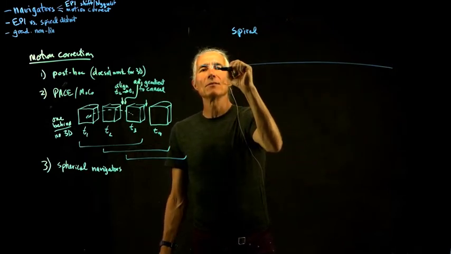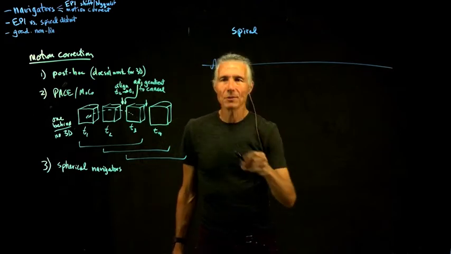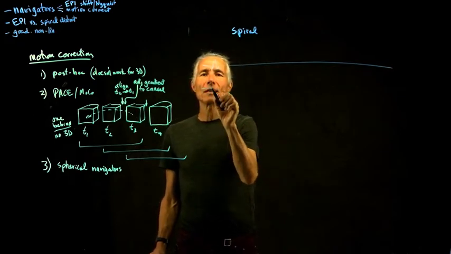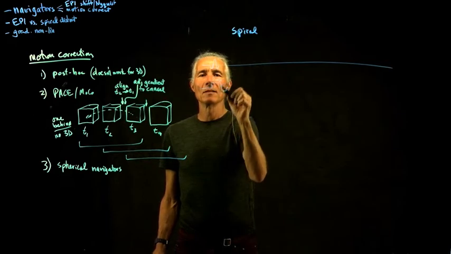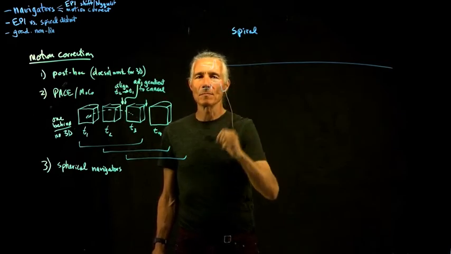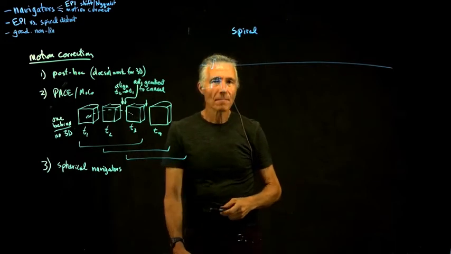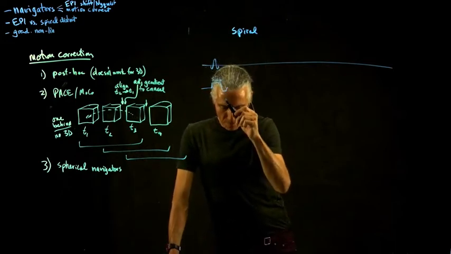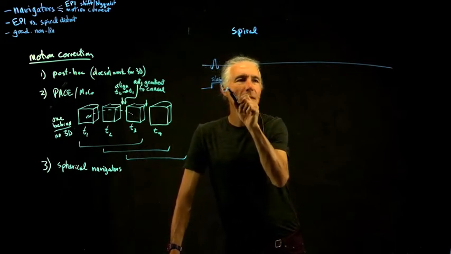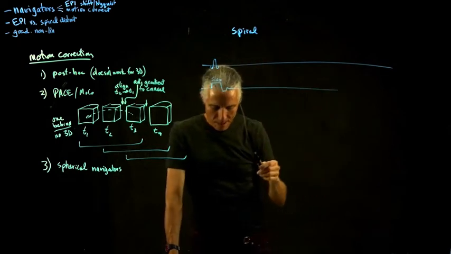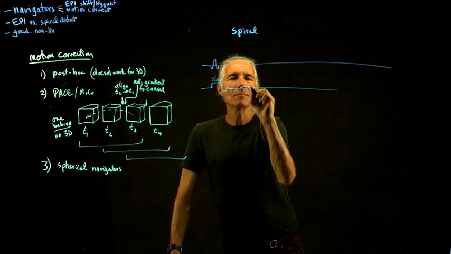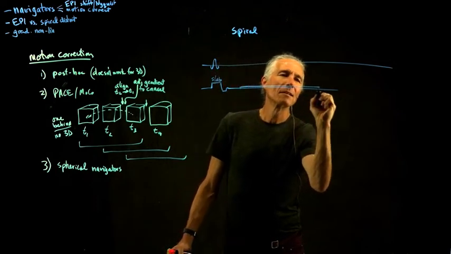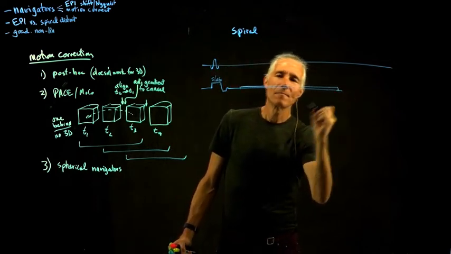So we do an RF pulse, select the whole volume. So get the whole volume. And then do basically a spiral. And what we do is we turn this gradient on continuously.